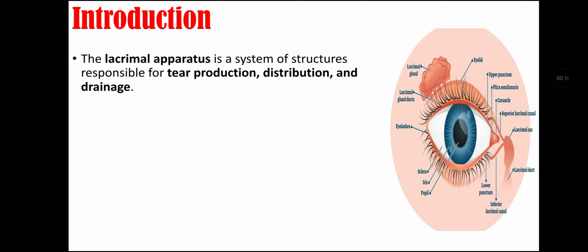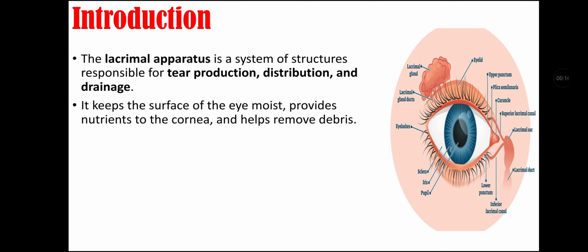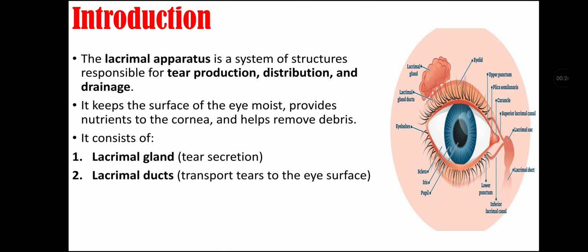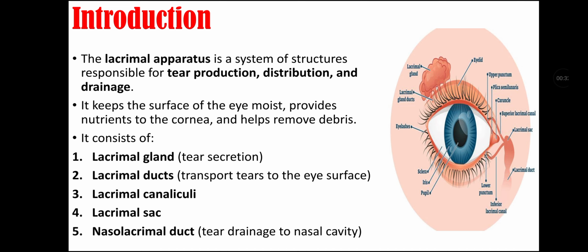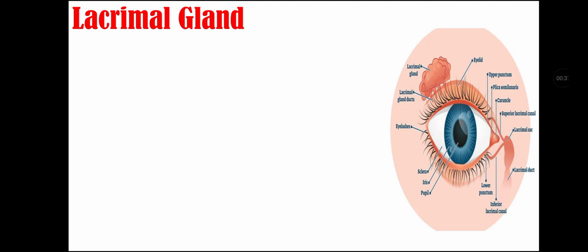Lacrimal apparatus is a system of structures that is responsible for tear production, distribution and drainage. It keeps the surface of the eye moist, provides nutrients to the cornea and helps remove debris. It consists of the lacrimal gland, that is for tear secretion, lacrimal ducts that transport tears to the eye surface, lacrimal canaliculi, lacrimal sac, and nasolacrimal duct, that is to drain tears to the nasal cavity.